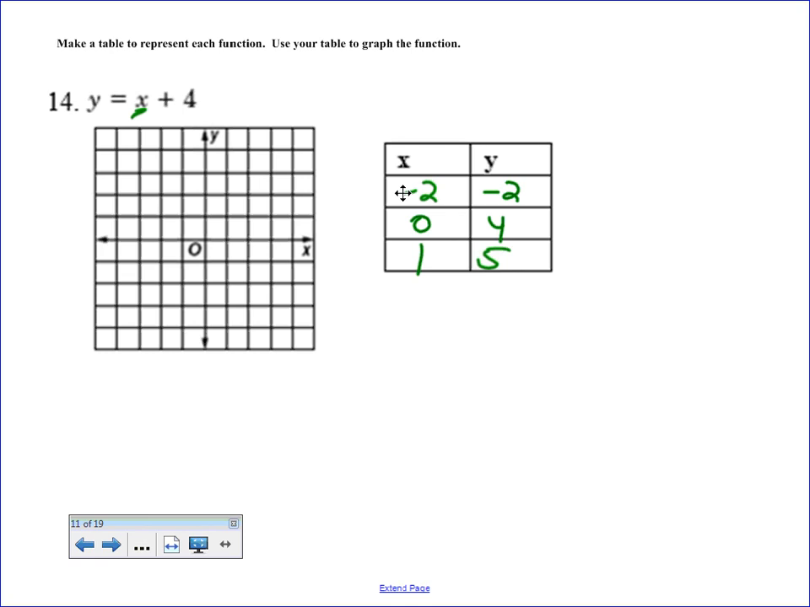So what I will do is I then plot those points. -2, 2. Oops, sorry, no, I messed that up. So that's not -2. That's +2. So that means this point is there. 0, 4, 1, 5. And what we see is a linear pattern.